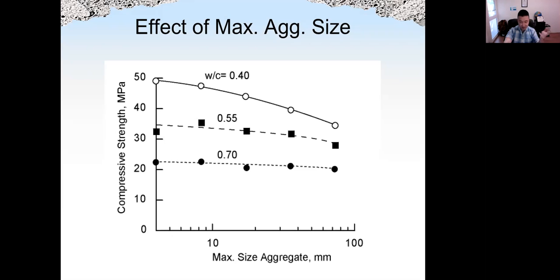And then using different maximum sizes of aggregate, because the paste is so weak, the crack is always generated there. So we don't see a big difference by using smaller or larger aggregate.